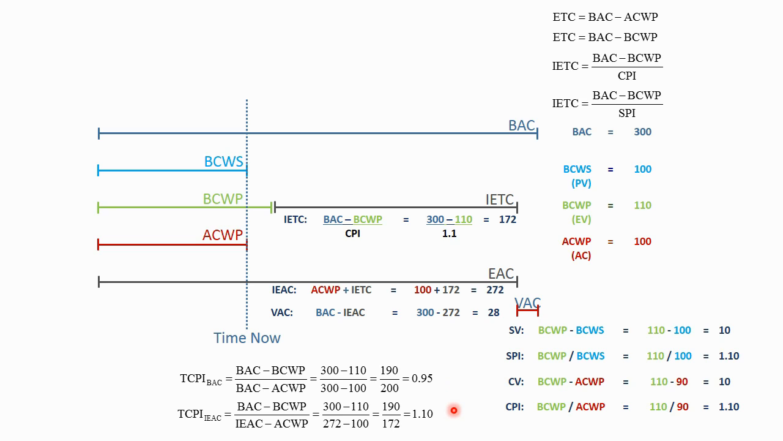And as I said before, if you're going to measure progress on this project, and if you're going to want to complete at this new budget of 272, the CPI going forward is going to have to remain at 1.1. So if the CPI is at 1.05, that's actually going to indicate that the project is going to overrun this new 272-hour budget.